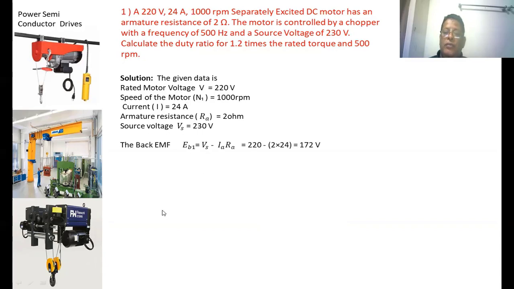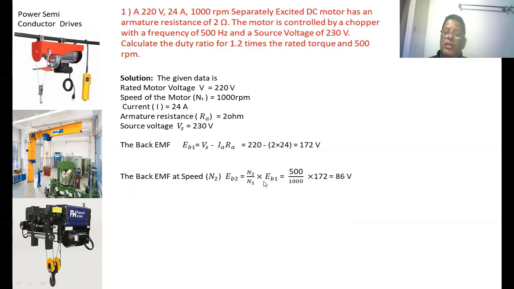Now we are going to find out the back EMF at the rated value. EB1 equals the source voltage minus IRA. So 220 volts, substituting all the values, taking the rated voltage, we get 172 volts. Now the back EMF at a speed of 500 RPM. We want to find out the back EMF at this speed of the motor, which we take as EB2.